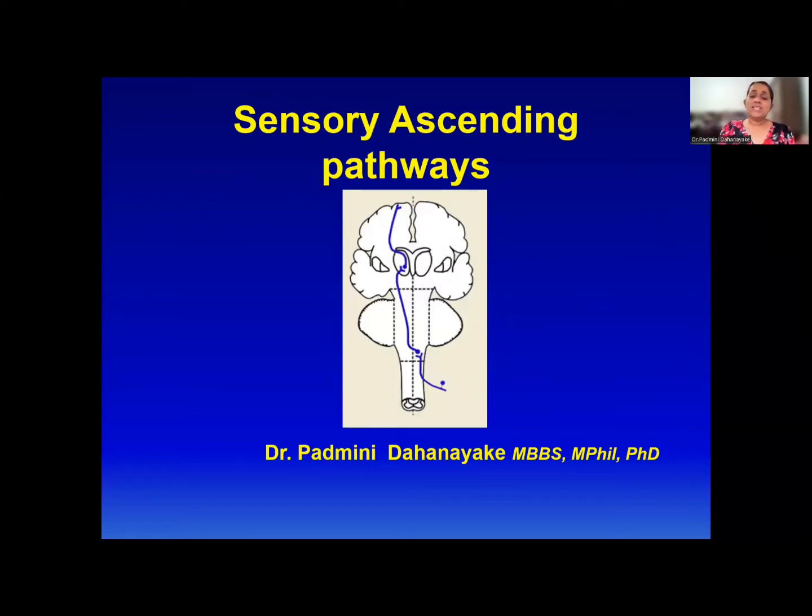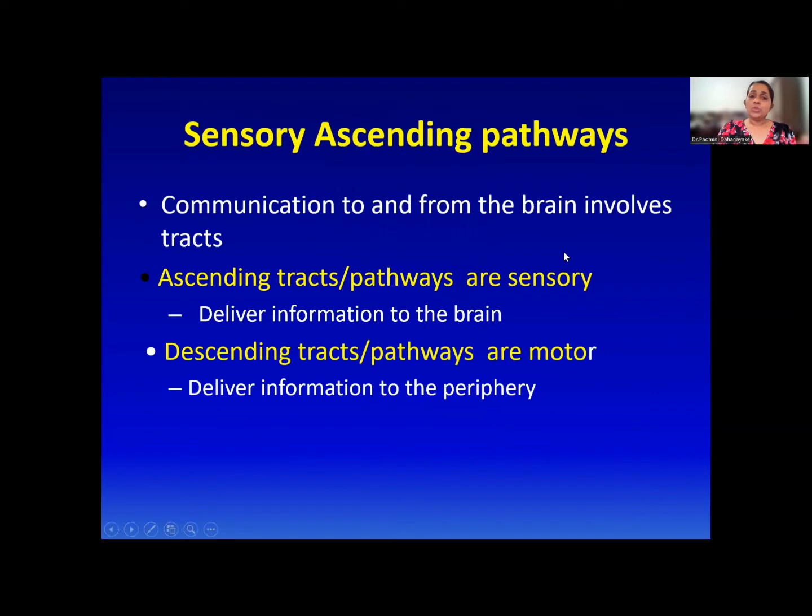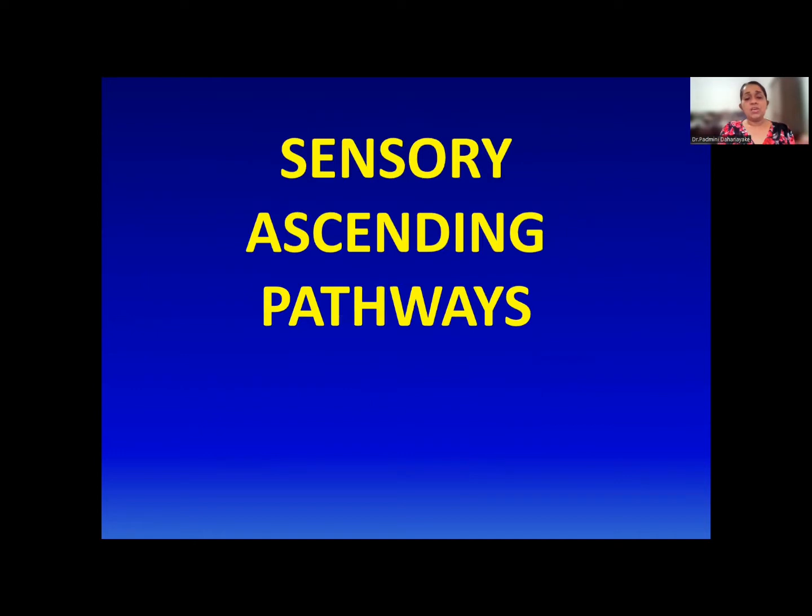Today I'm going to talk about sensory ascending pathways, which is a very common and very important topic in neurophysiology. Now, when you talk about pathways which are coming from and going to the brain, they involve many tracts. There are two types of tracts: ascending tracts or pathways, which are mostly sensory, and descending tracts or pathways, which are mostly motor. Ascending tracts will deliver information to the brain, and descending tracts will deliver information to the periphery. Today, we will deal with the first one, that is the sensory ascending pathways.